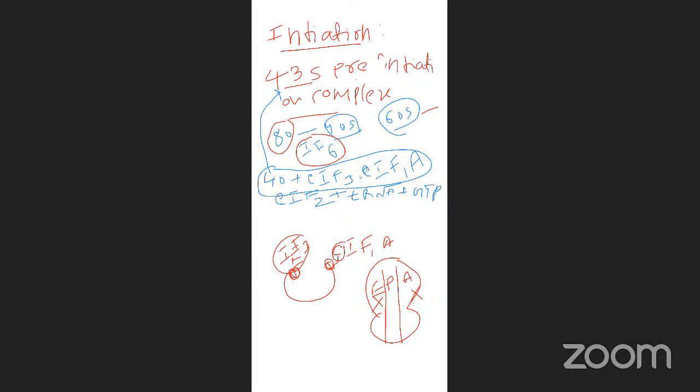Only which place is empty? The P site. The P site is empty. Now only the remaining P site is attached with the ternary complex. I already told you how the ternary complex is formed. Tell me how the ternary complex is formed.